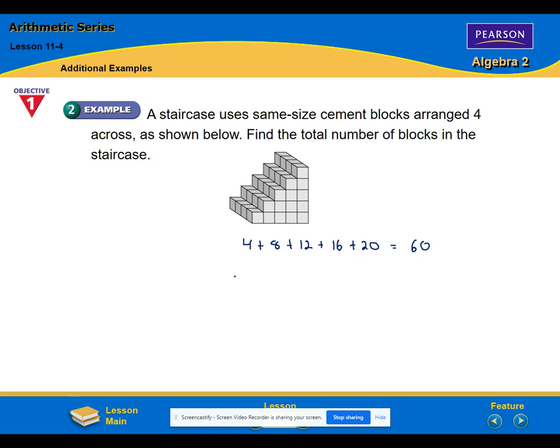And let me just prove it to you right now once more. There are 5 rows, 1, 2, 3, 4, 5. There are 5 numbers then that I have listed. This is A1, this is A2, this is A3. S sub 5 is equal to 5 over 2 times 4 plus 20. 4 plus 20 is 24, times 5 over 2, which is basically 2.5, in fact, does give you 60. Okay.